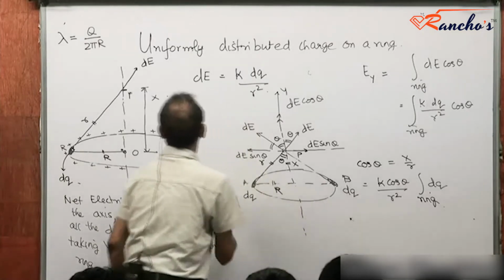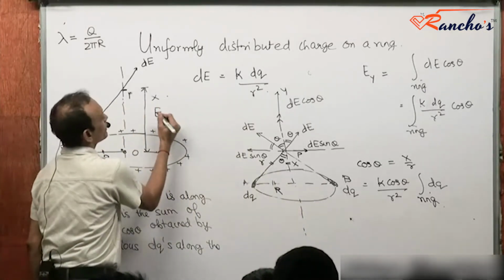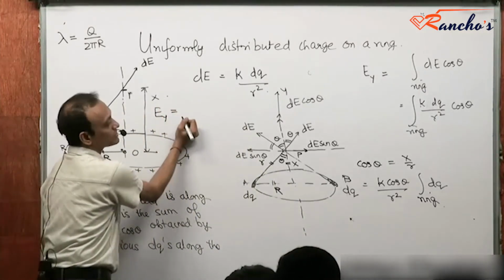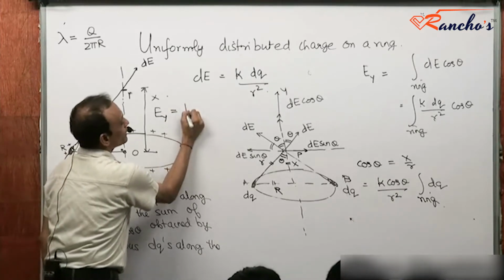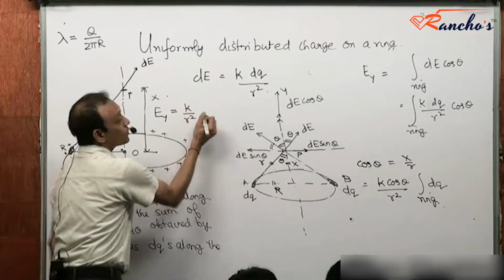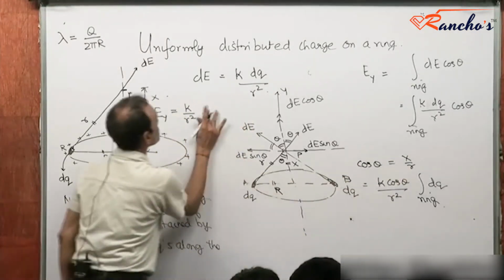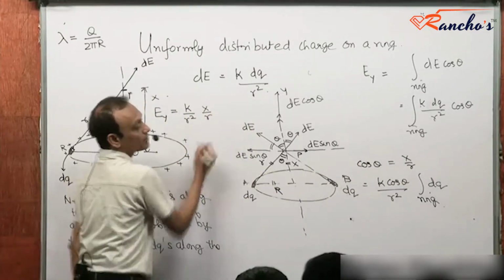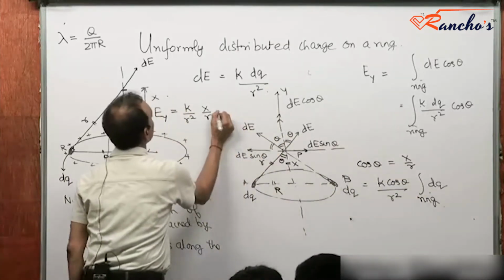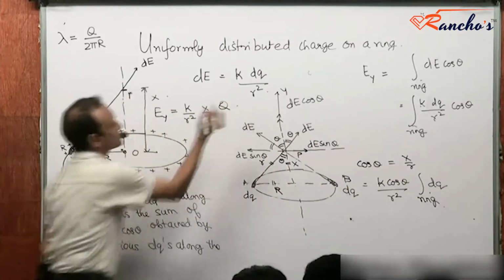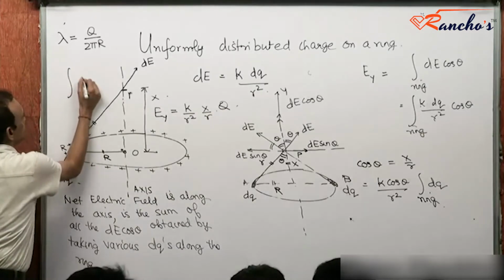So the net electric field at P is purely in the y direction. It's going to be k dq by r squared cos theta. Cos theta I write as x by small r. And integral dq is the total charge Q, isn't it?